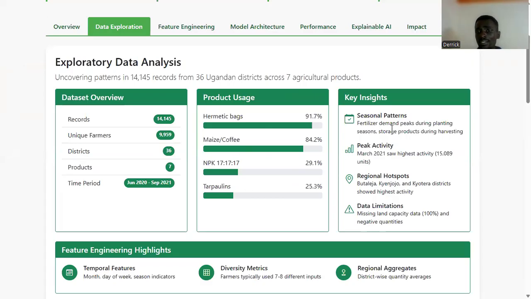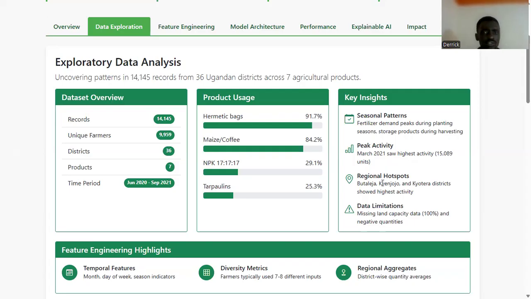And then the key insights: we have seasonal patterns, fertilizer demand peaks were during planting. That's why we came to realize that planting season dominated almost the whole data set. And then the peak value was on March 21st, where we saw the highest activity of around 15,000 units plus. And then the regional hotspots are the districts which had the highest domination, where Butaleja, Kanungu, and Kotido districts showed the highest activity.